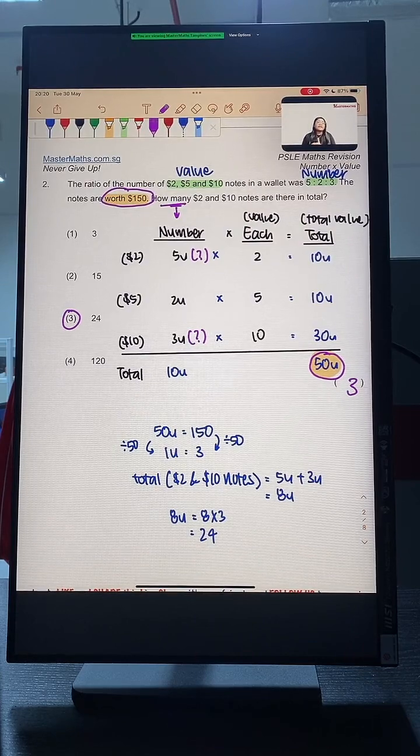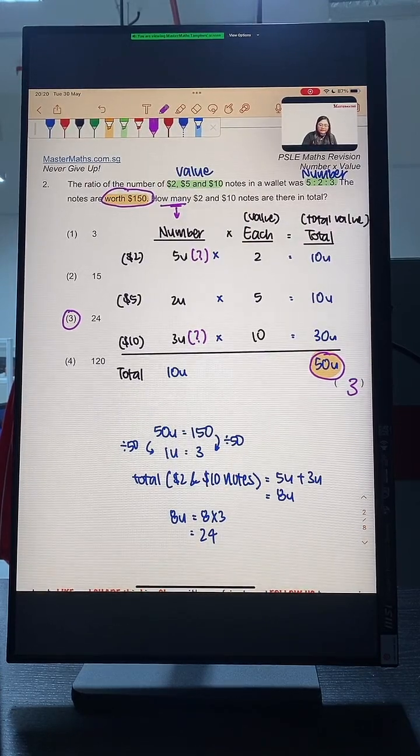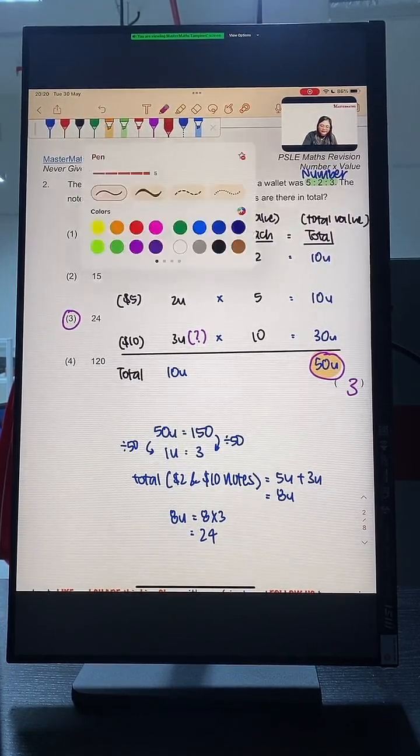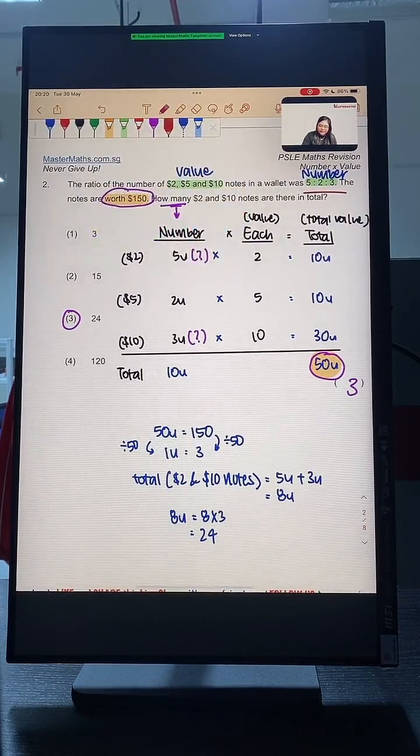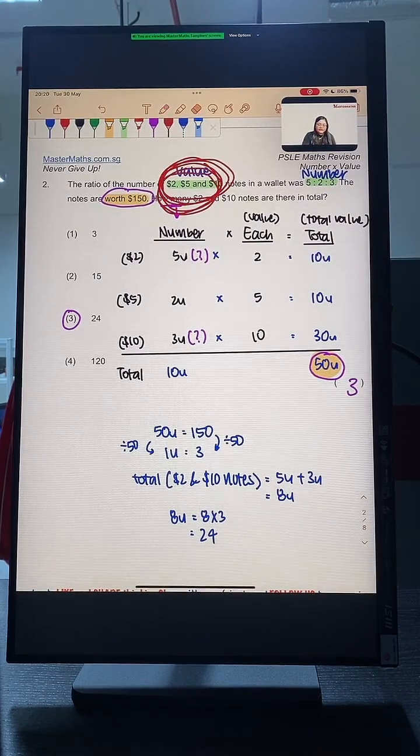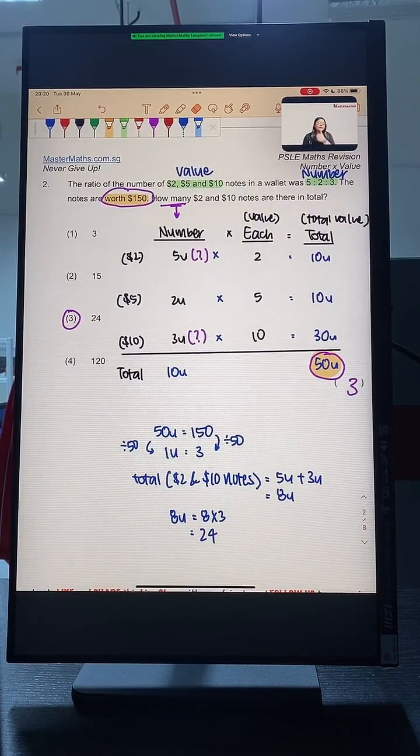So the number of items here would be the 5:2:3. That is our number of items, this one here. Then we are also given the value of the items, which is over here: $2, $5, and $10. Alright? So then we have number, we have value. We can use number times value.